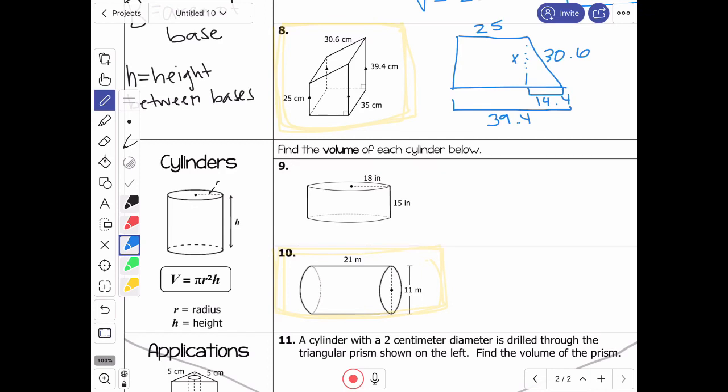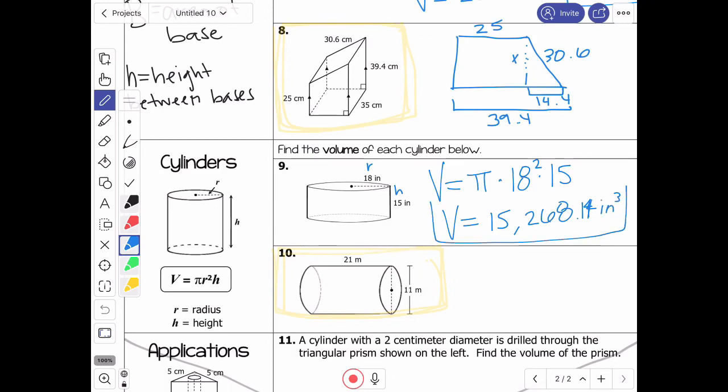So for number 9, I'm given that 18 inches is the radius and 15 inches is the height. So to find my volume, I'm just going to plug everything into that formula. Pi times r squared, which is 18 squared, times the height, which is 15, to get a volume of 15,268.14, that's a 4, I swear, inches cubed.